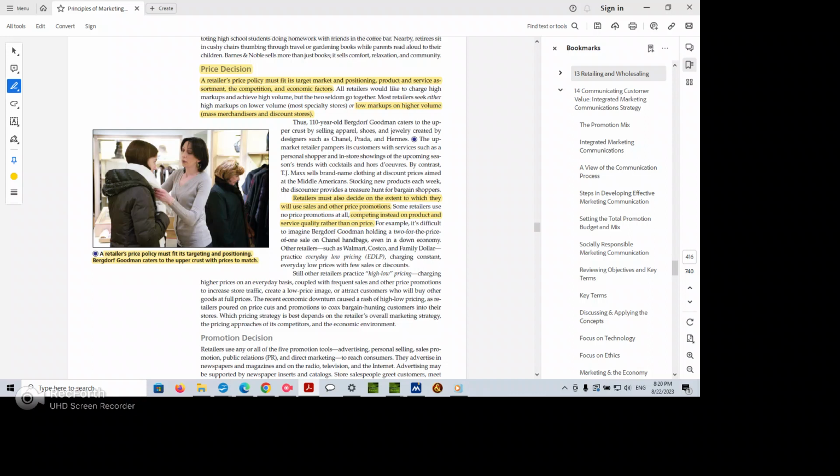Now, other retailers such as Walmart, Costco, and Family Dollar practice everyday low pricing, charging constant everyday low prices with few sales or discounts. Okay? So you can't really compare those two segments because one is high price and one is low price. Those are different segments. You can't compare them. Now, among the high prices, you could specialize in different types of products. That's a different niche. So just because it's in the same segment doesn't mean they're competitors.